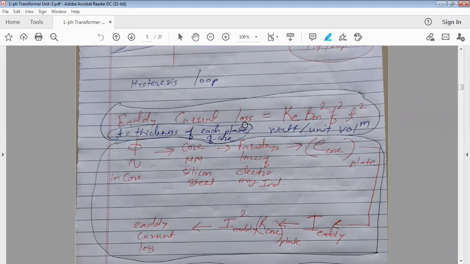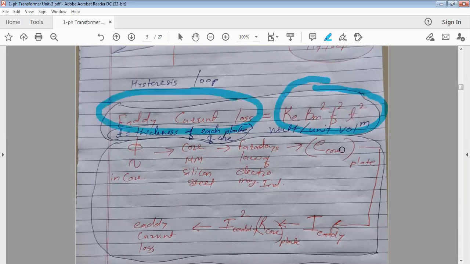Now how does it happen? If you are using a laminated core, how does eddy current loss get minimized? Whatever formula you can see, its unit is not watt. For the earlier formula the unit was watt, and for this it's watt per unit volume. Here also, this is a constant, B max is also constant, supply frequency is constant. Once the core gets manufactured, the thickness of each plate is also constant. So overall, all these parameters are constant, which means eddy current loss is also constant.